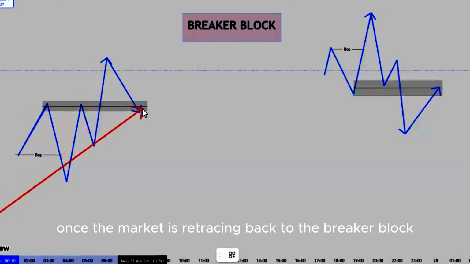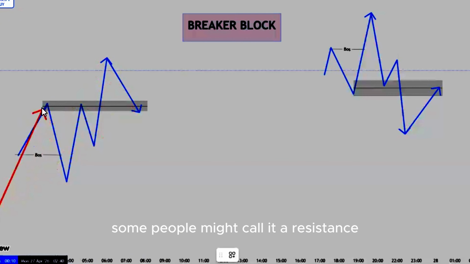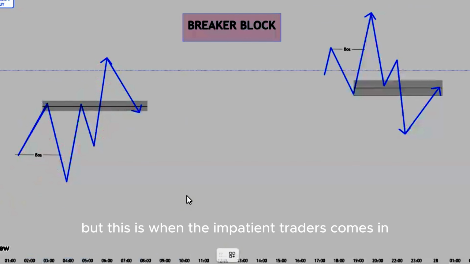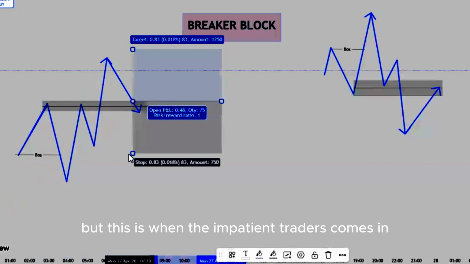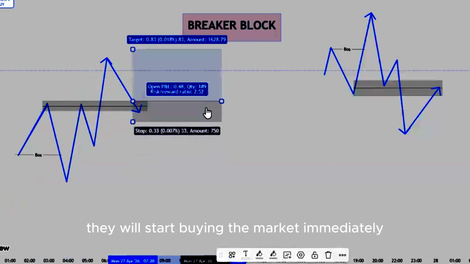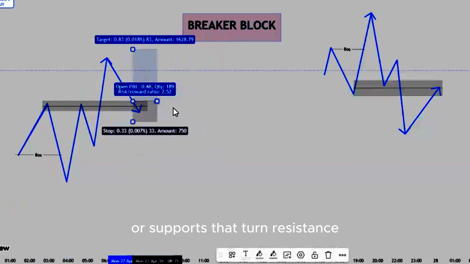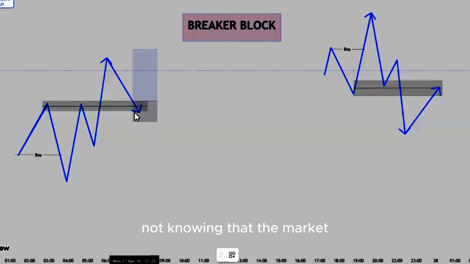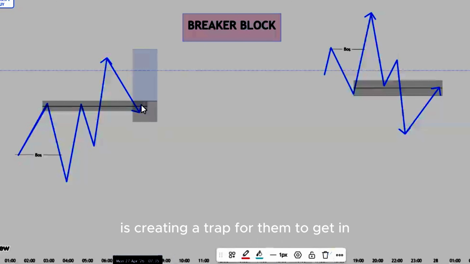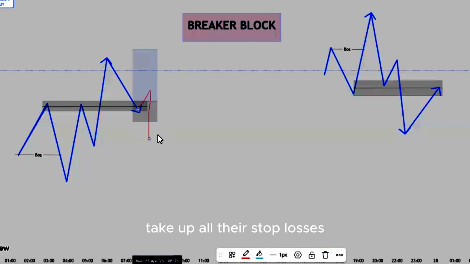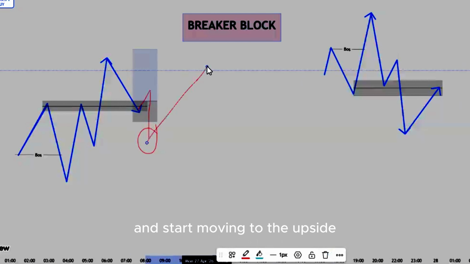Now, once the market is retracing back to the breaker block, some people might call it a resistance that turns support, whatever you call it, but this is when the impatient traders come in. They'll start buying the market immediately as it retraces back to that breaker block, or support that turned resistance, not knowing that the market is creating a trap for them to get in, give them a little bit of profit, and all of a sudden the market is going to drag down, take out all their stop losses and start moving to the upside. So this is the bullish scenario.